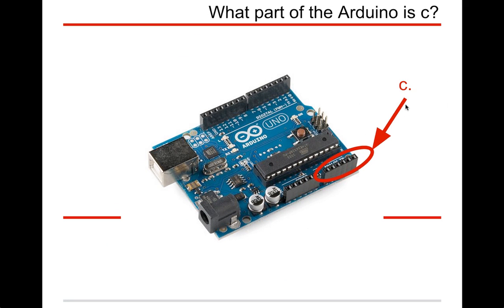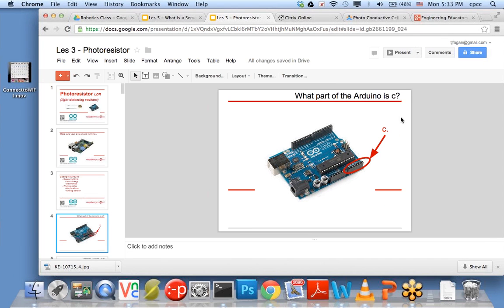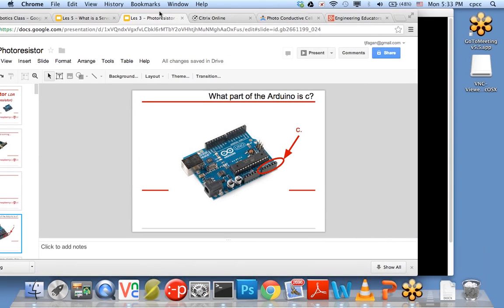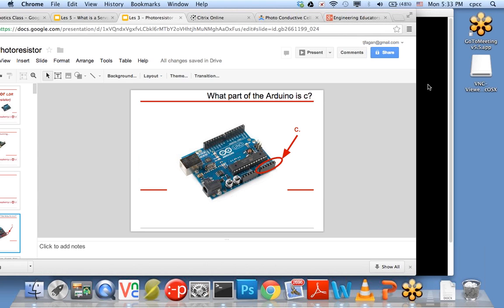So, what part of the Arduino is this? Jacob, I'm going to unmute you and see what happens. Yes, I'm here. Yeah, that's an analog input. Yes, perfect. Thank you, Jacob. I appreciate that. Awesome job, as usual.